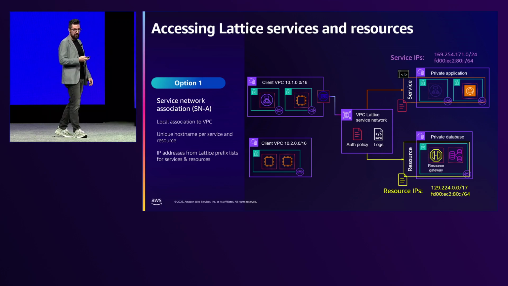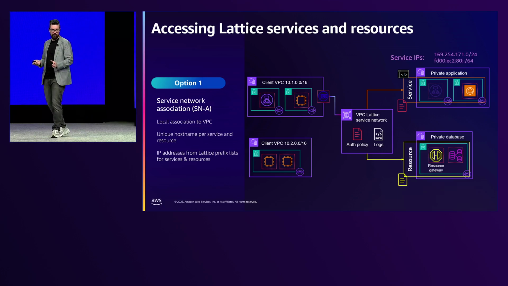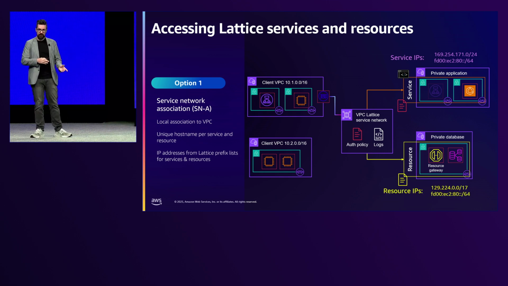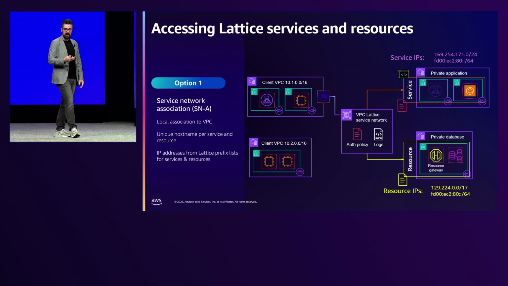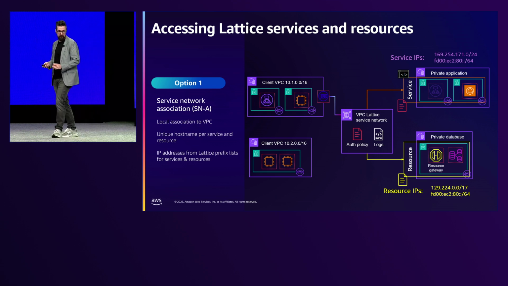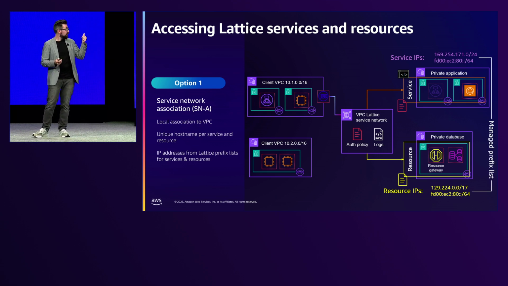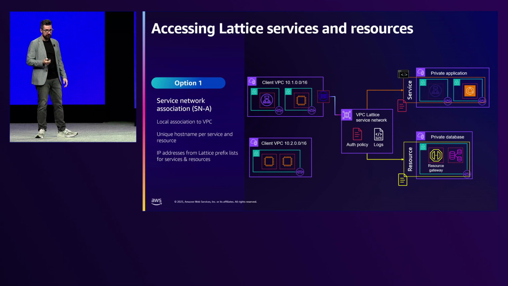So to give you an example, I've got service IPs. Those will come from that 169.254.171 address range. And then for resource IPs, these will come, again, from another non-routable space, 129.224/17. So when I go to resolve DNS, and these are part of a managed prefix list I should call out as well, that you can use in security groups if you're doing things like security group referencing.